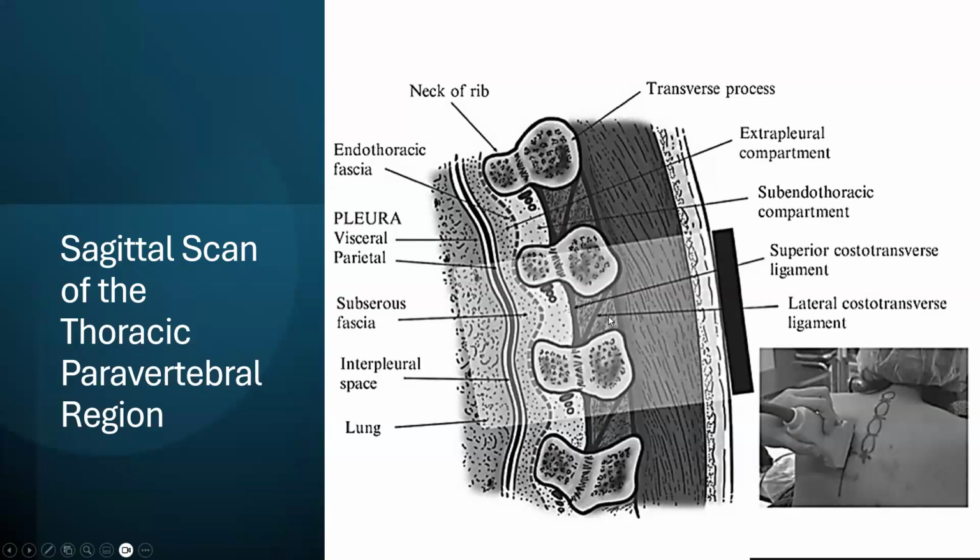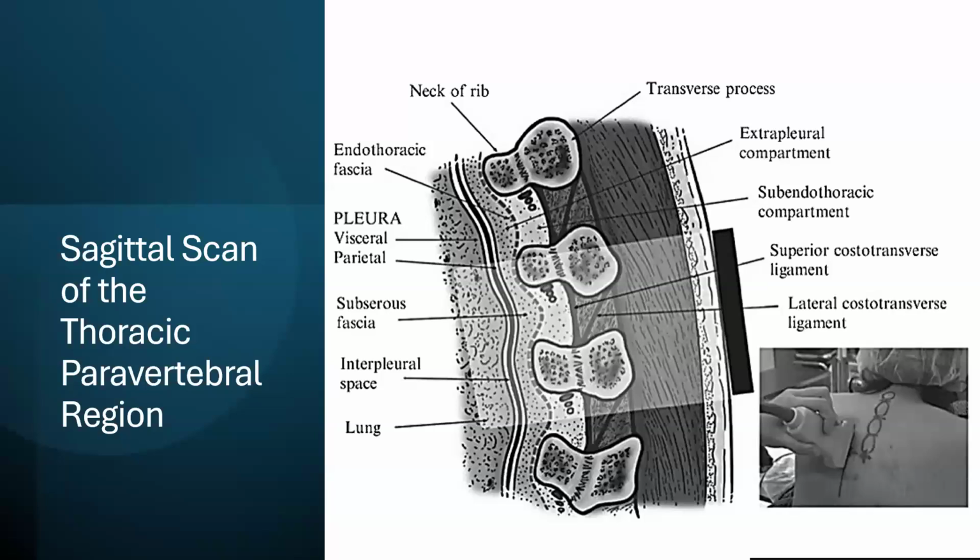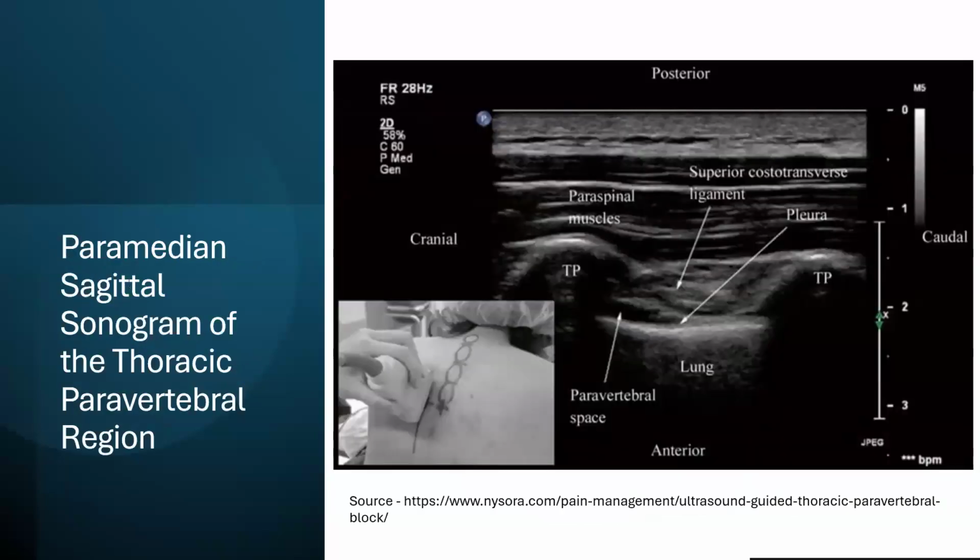Sometimes you have to go in an out of plane view, and while doing out of plane view it becomes more risky. So it is better to give in a horizontal plane, but you have to be careful not to puncture the lung. In that case, it is comparatively easier to put the needle in inline view. Now, this is the paramedian sagittal sonogram of the thoracic paravertebral region.